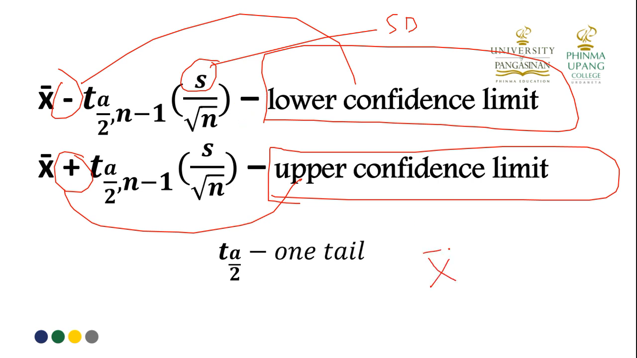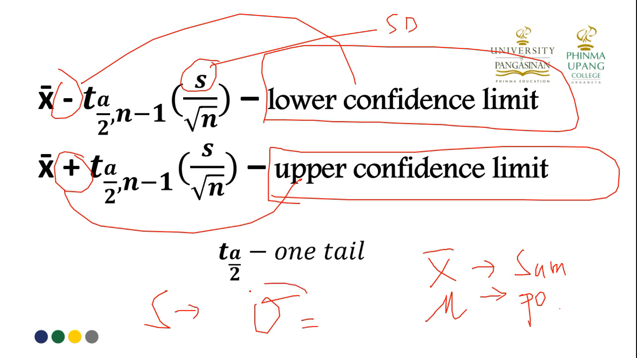If you have x bar, we have mu. I know you already know the difference between the two: this is the sample and this is the population. Same goes with S and sigma. To be specific, sigma is the population standard deviation, and S is the sample standard deviation. Okay?